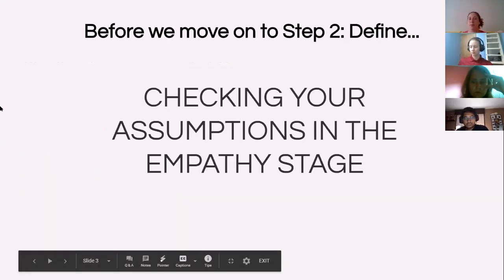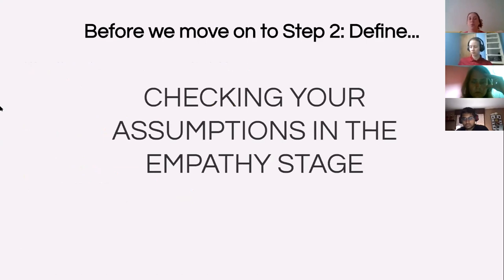Before we move on to step two, define, officially, I want to talk about one important thing that I think design thinking neglects, that is very important for community engagement. So far, if you've had an experience with community engagement or design thinking, you may have realized that this course is a synthesis of both of those methodologies. But while it shows similarities between the two, there are also some areas that don't really mesh well. And one of those is, I think, checking assumptions.